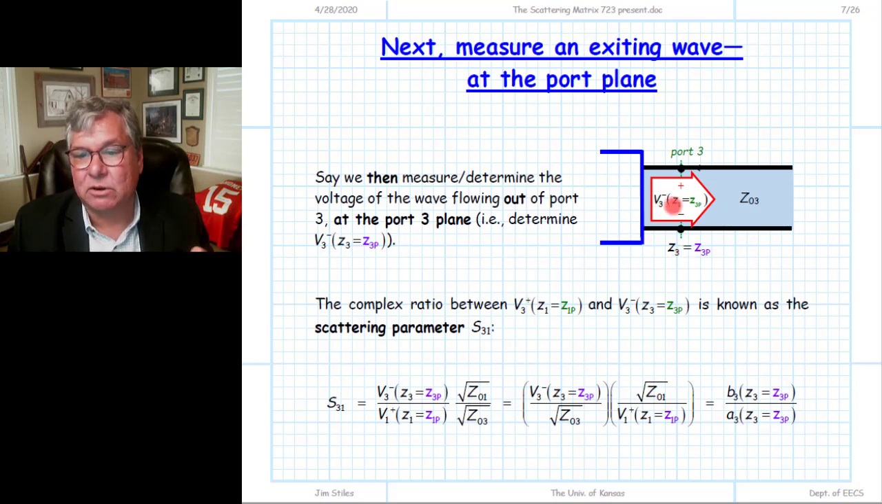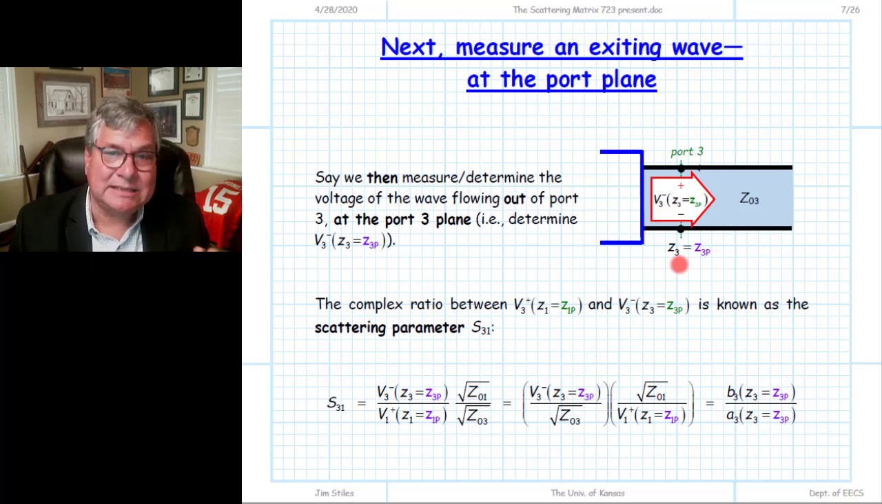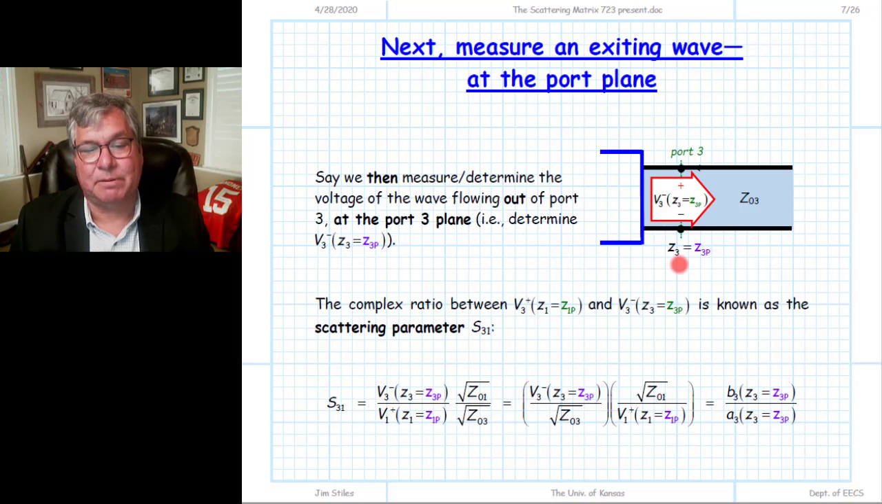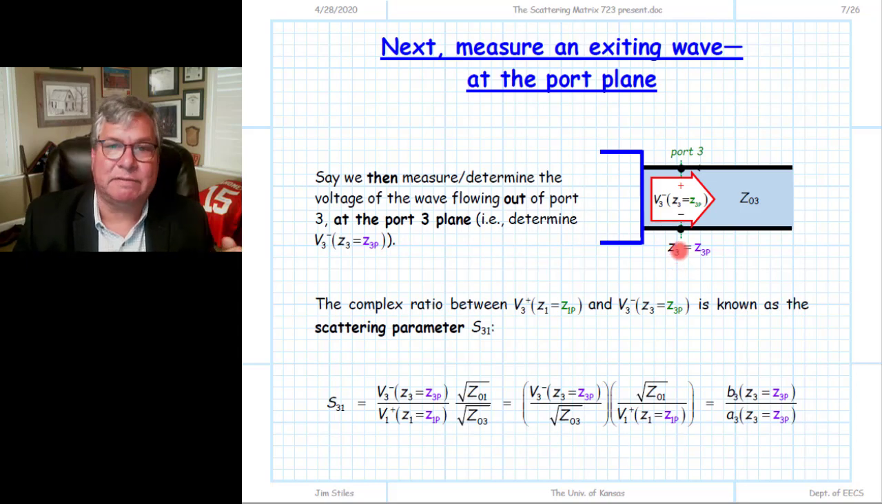port plane. So if we know the minus wave voltage along this transmission line, we know the wave amplitudes, and we can express it specifically either by evaluation or measurement. Then we take that function and evaluate it at one location, at the location for port 3. Now we have a second complex number. The first complex number is the value of the incident wave at the incident port plane, and the second number is the value of the exiting or scattered wave at its port plane.